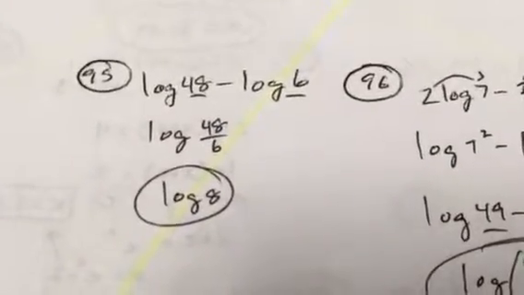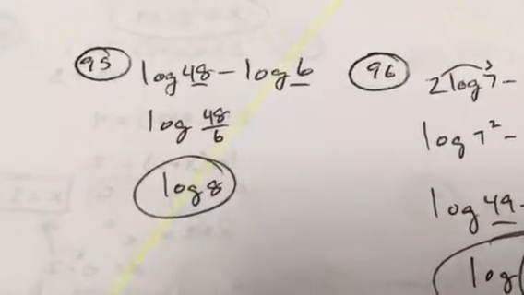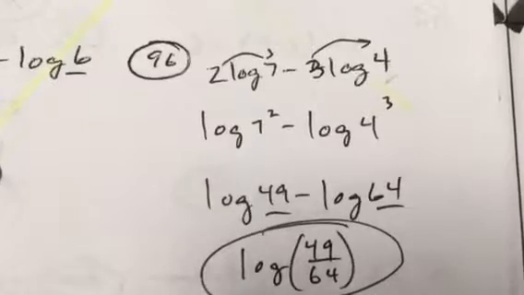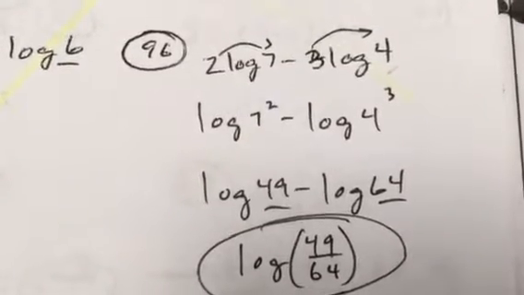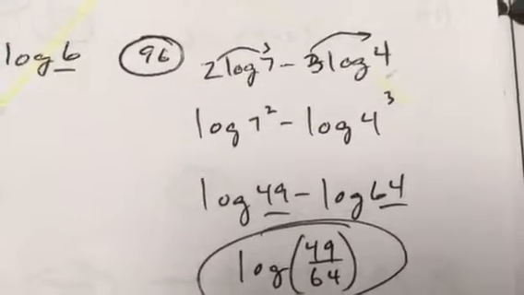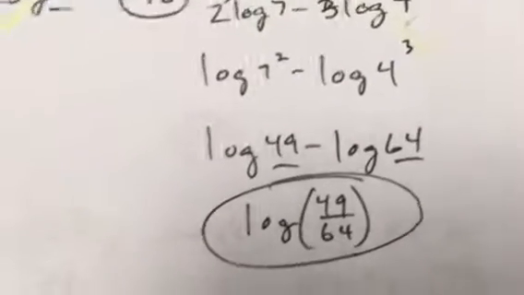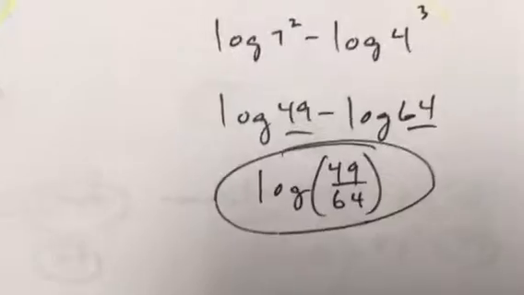Next one here, subtraction is division. You don't have anything on the outside, so it's simply log of 48 divided by 6, which is log of 8. Guys, here, put the exponent up first. So 7 to the second is 49, log of 49. 4 to the third is 64. Log of 49 minus log of 64 is log of 49 divided by 64. That's not a nice fraction. Leave it as it is.